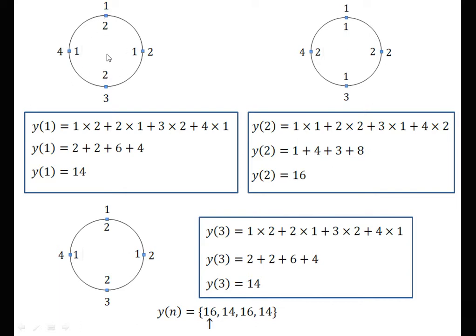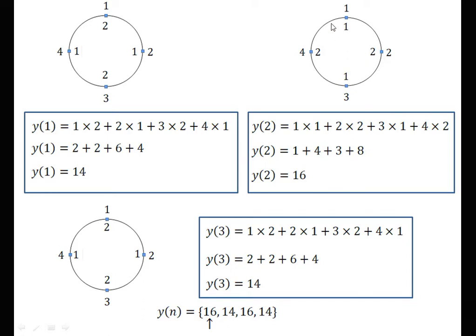We take the corresponding multiplication of the locations. In this way we are getting the value y of 1, that is 1 into 2, 1 into 2, 2 into 3 and 4 into 1, which is equal to 14. In the next step, we move this signal in a clockwise direction. Therefore this one will come here, this 2 shifted here. So in this way the signal is shifted to the next location.